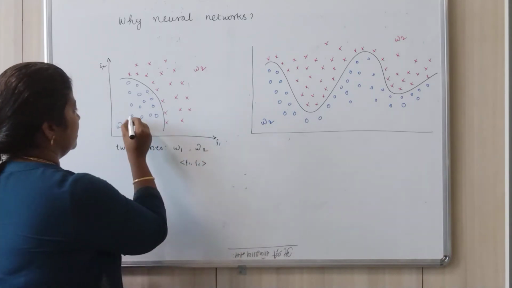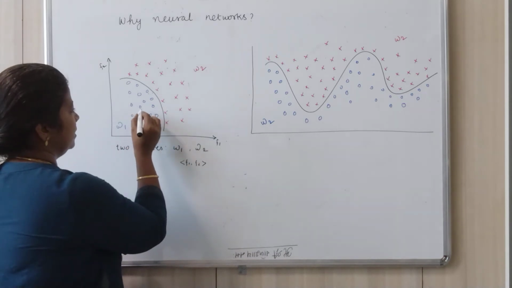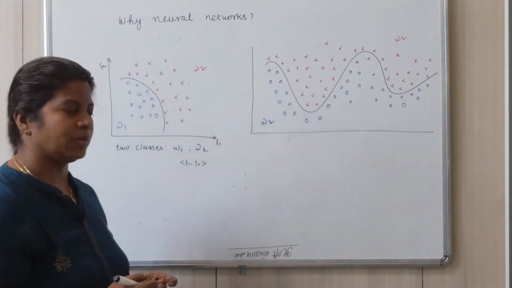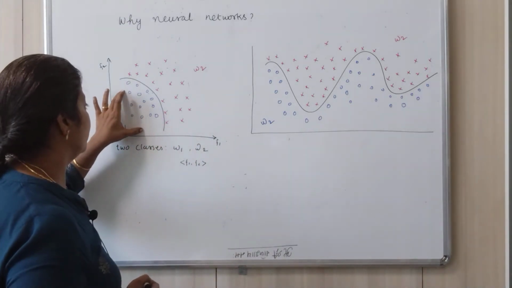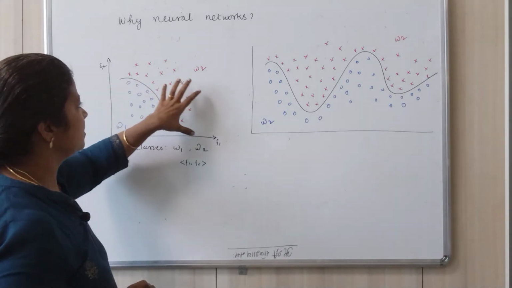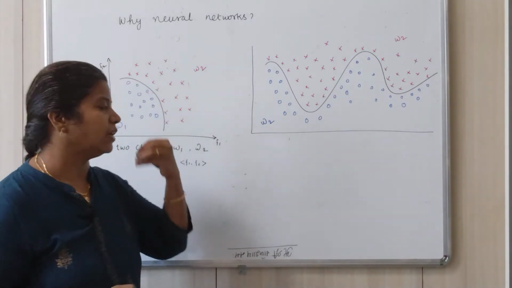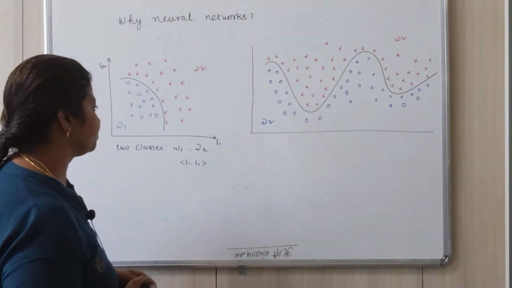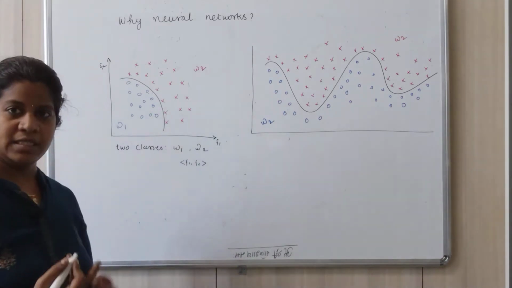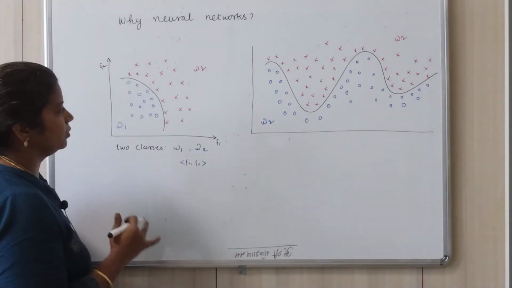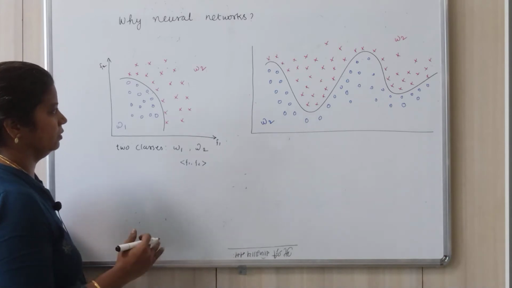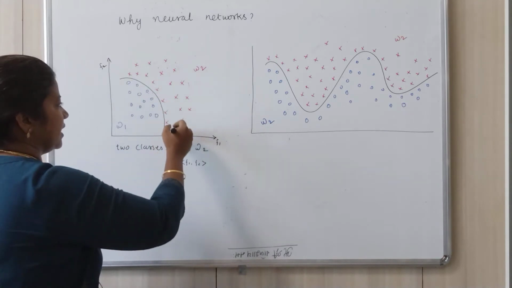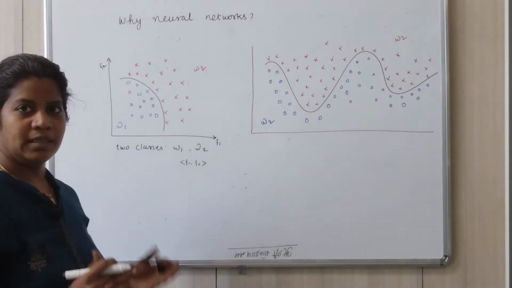This is one sample, this is another sample, and there are many samples taken from class omega 1 that are plotted in this graph. Similarly, a set of sample images belonging to the class oranges have been extracted and plotted in this graph. In the existing approaches, given the set of feature vectors, we want a decision boundary that can classify these two classes correctly.